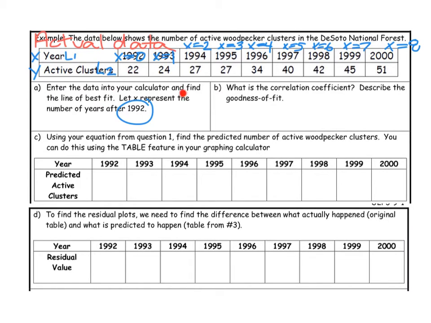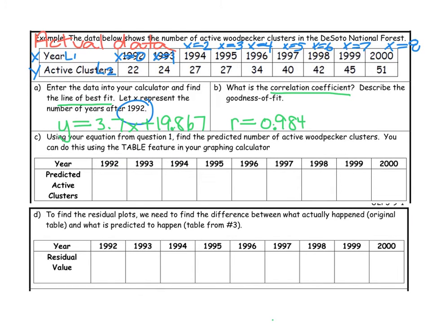So we entered the data in the calculator to find the line of best fit. And what did we get for our line of best fit? I'm going to give you a couple minutes to do that. Enter that in list 1 and list 2. Find the line of best fit and the correlation coefficient. We're looking for y equals, and we're looking for our r value, what r equals.